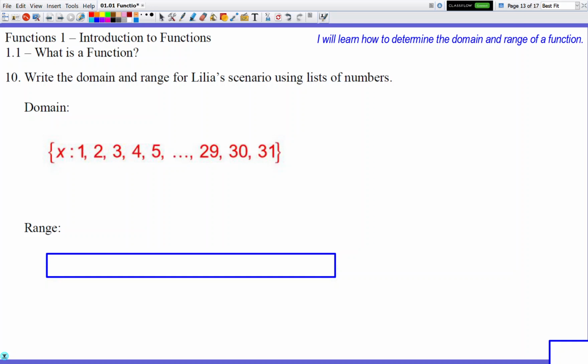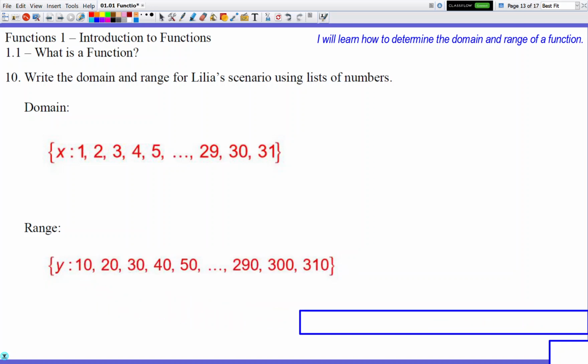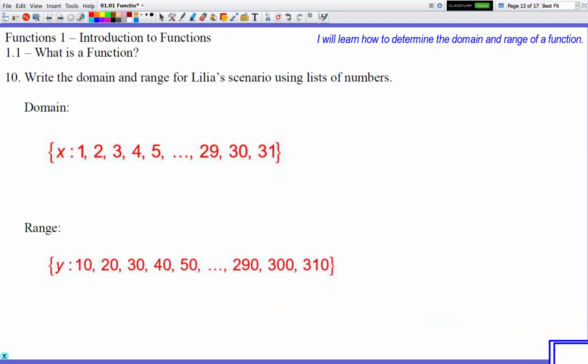Okay, so range. Range is going to be your output. Range is going to be your Y values. Range is going to be the total that we used so far that month. So hopefully you know that if it's day 1, we use 10, day 2 we have 20, day 3 is 30, day 4 is 40, and so on and so forth. So our range is going to be 10, 20, 30, 40, 50, dot, dot, dot, because that pattern is going to continue, 290, 300, 310. And that's going to be your range.